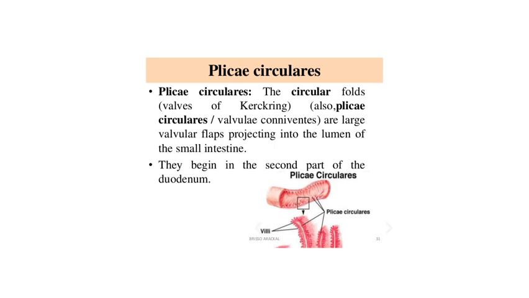دي صورة للبلايكي سيركولاريز أو الميكوزال فولدز. بتبقى circular folds, large valvular flaps projecting into the lumen of the small intestine. بتبقى more prominent in the jejunum.